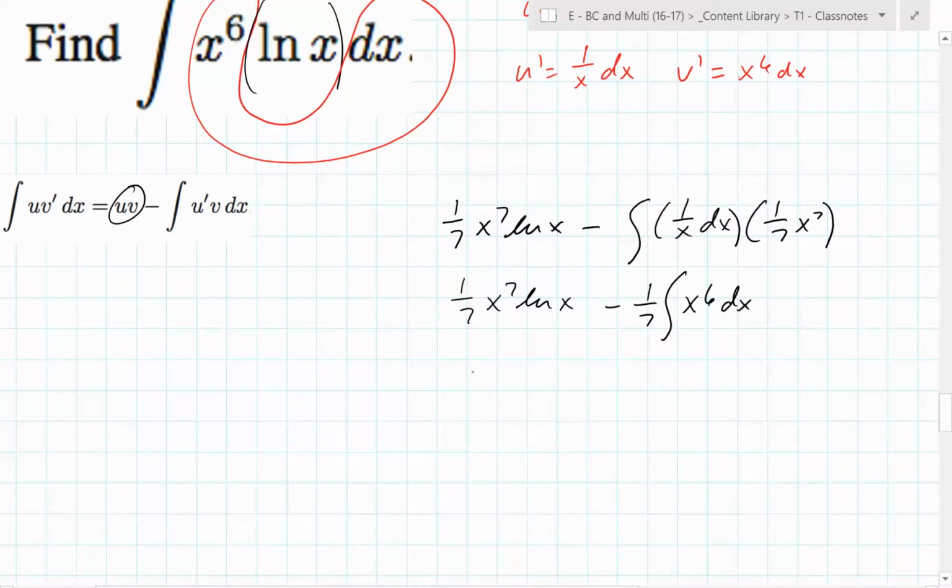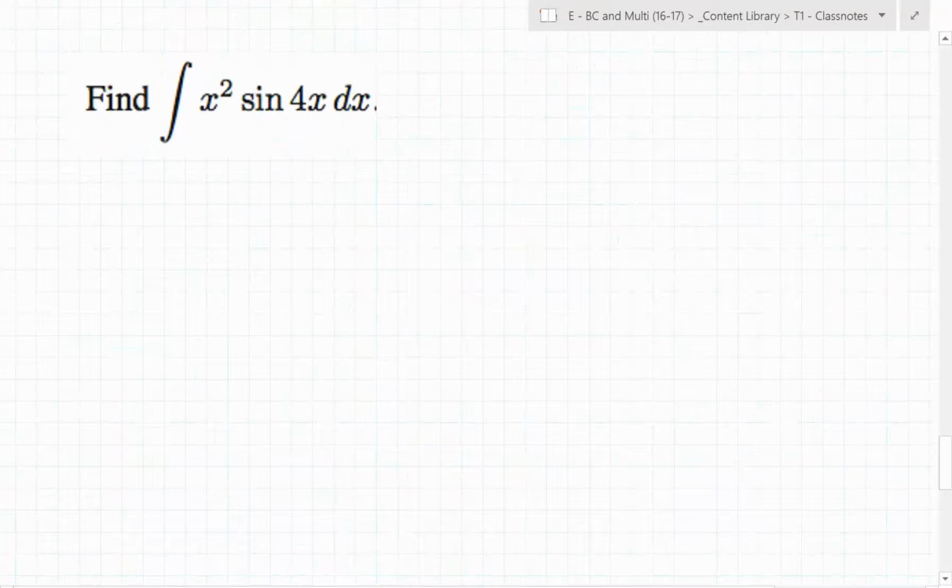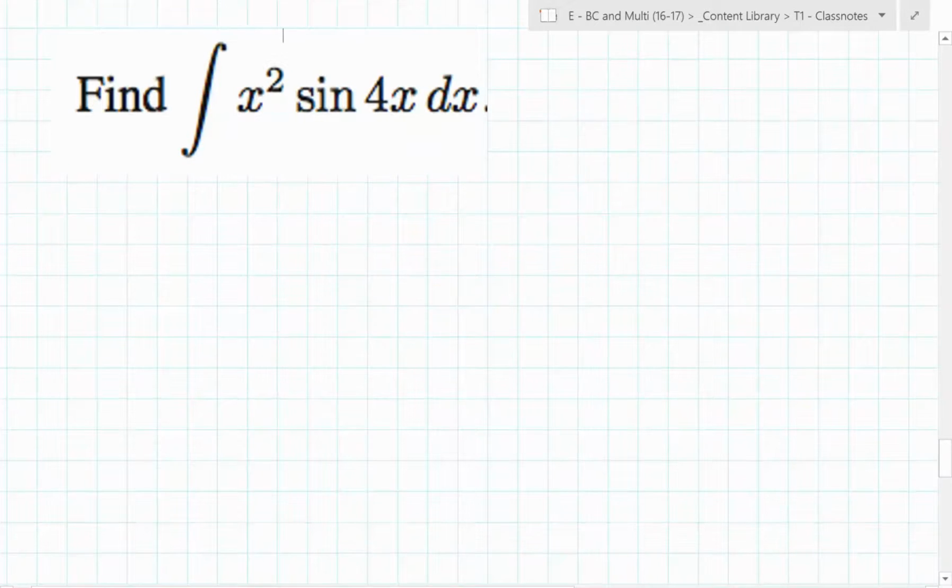And what do you end up with? You end up with 1/7 x to the 7th ln x minus 1/7, and then what does this integrate to? 1/7 x to the 7th. And then you have, oh wait, plus c. And yeah, you could factor out a 1/7 to make it a little nicer, but it's fine in that case. Just remember that constant at the end. So we learned you have to choose wisely and that you really need to be careful with your algebra.